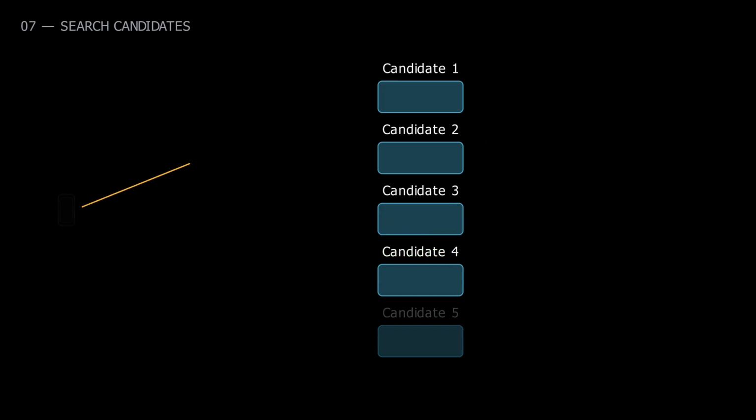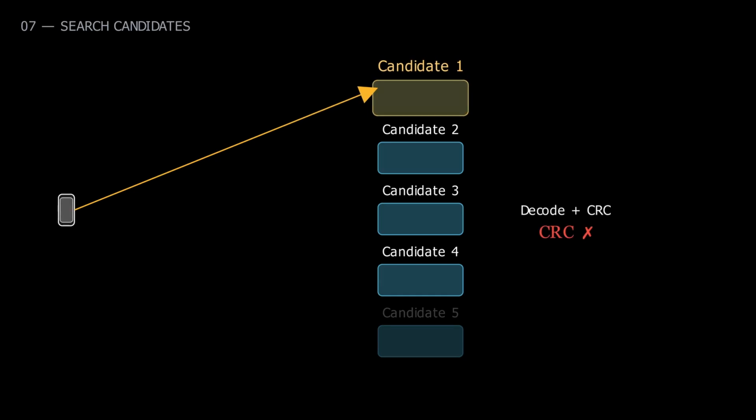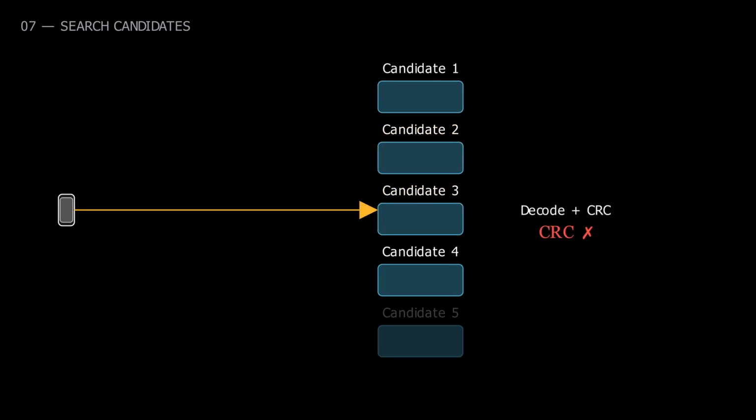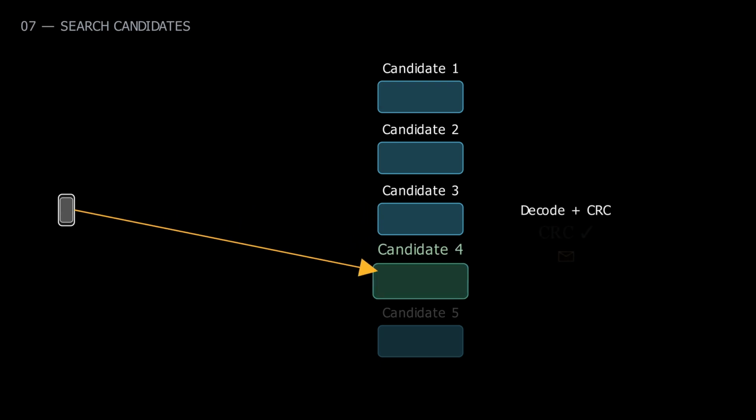The UE still does not know which search candidate contains its DCI. It therefore performs blind decoding. The UE starts decoding one candidate at a time and checks its CRC. If the CRC fails, it immediately moves to the next candidate. This process continues until a valid DCI is found. This entire process is called blind decoding.